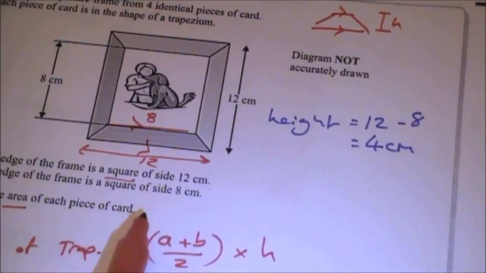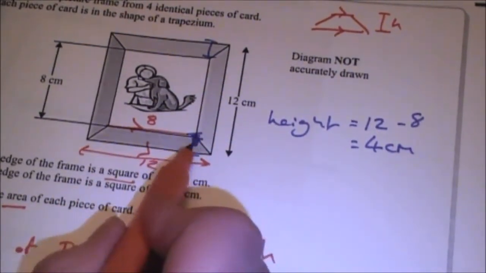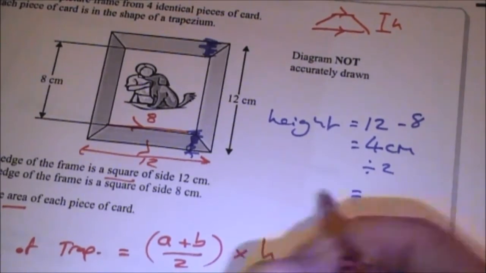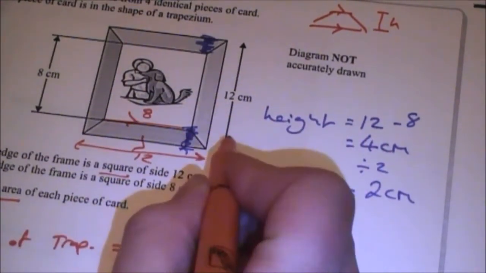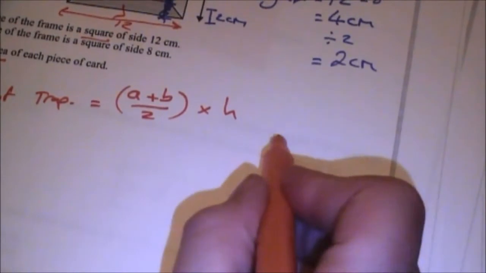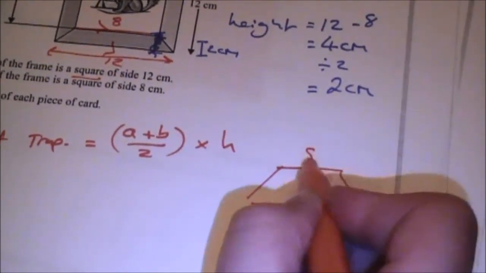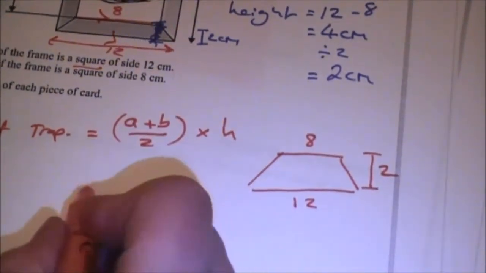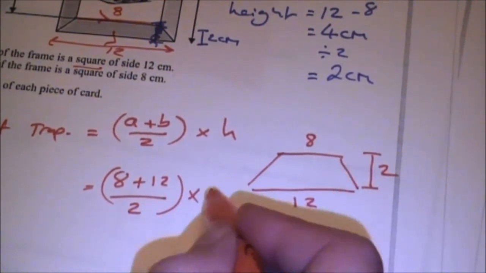However, it's not 4 centimetres as the height of the trapezium. As you can see, we've got 2 lots of space. Let me make that thicker. 2 lots of space, which that 4 centimetres has to be shared between. So the height of one of the trapeziums is actually only 2 centimetres. So I'm going to go ahead and write that in there. 2 centimetres. Now what I end up with, if it's not clear already, is a trapezium with 12 there, 8 there, and a perpendicular height of 2. So let's just find the area of that trapezium. I do 8 plus 12 divided by 2 times by perpendicular height, which is 2.